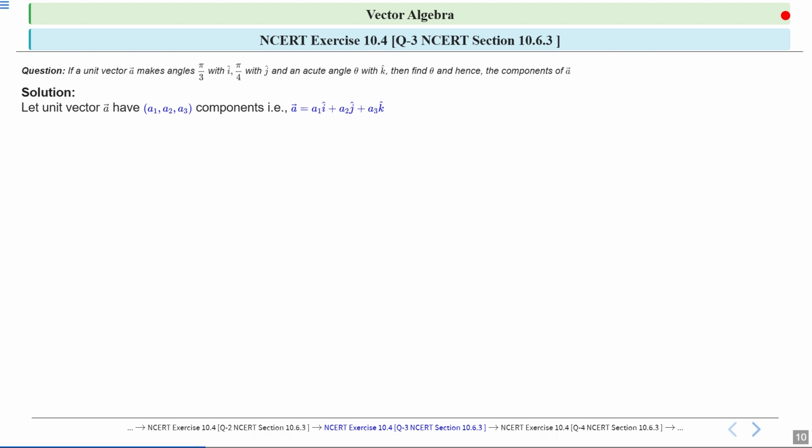Now let's define components of our unit vector A vector, right? Let unit vector A have A1, A2, A3 components, right? So A vector can be written as A1 i cap plus A2 j cap plus A3 k cap. Here A1, A2 and A3 are components of the vector along the x, y and z axis respectively. So this is the standard way to express a vector in three dimensions, okay? Next, A is a unit vector, right? This means its magnitude is 1. Clear? So we can write magnitude of A vector is equal to 1.